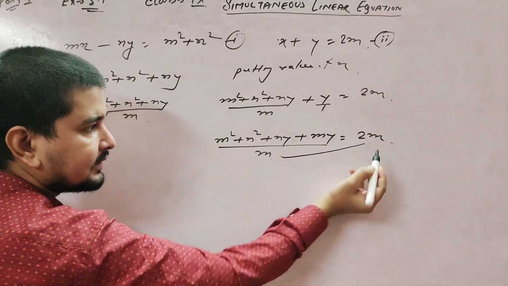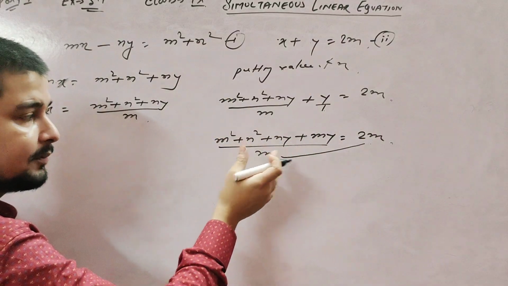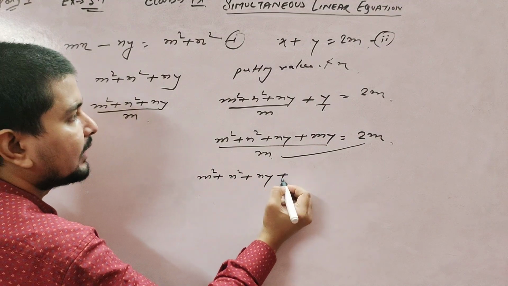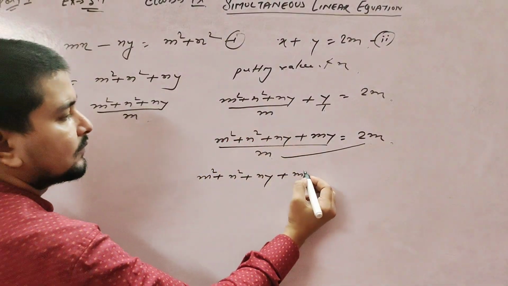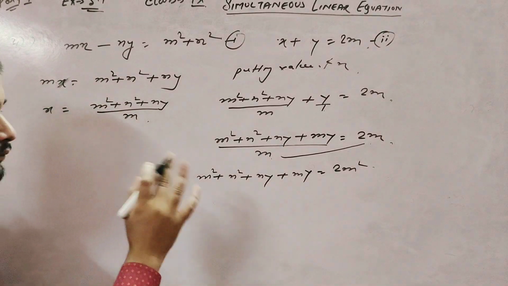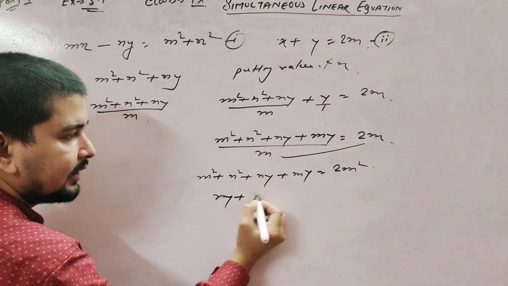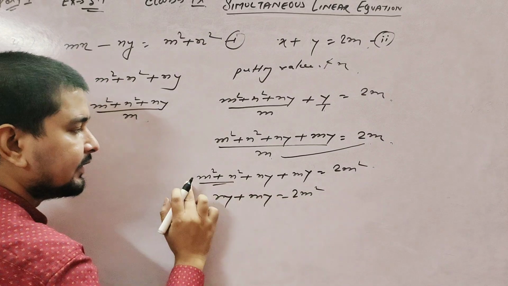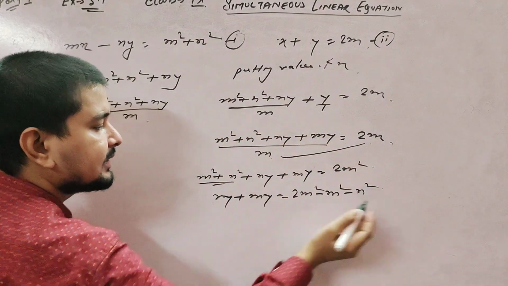When this m goes to this side, that means multiply, because here it is divide. When divide goes to the other side, that means multiplication. So m square plus n square plus ny plus my equals 2m square. Okay, you see ny here, my here, and these two portions, here is 2m square. This m square goes this side, that is minus m square, this plus n square goes this side, that is minus n square.